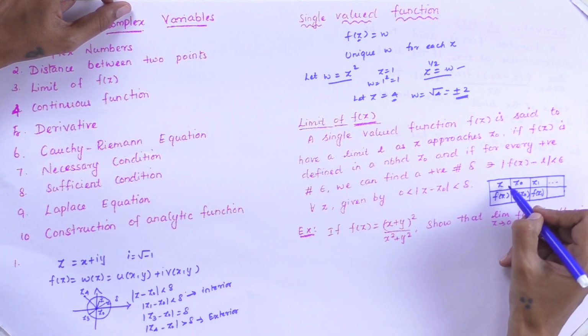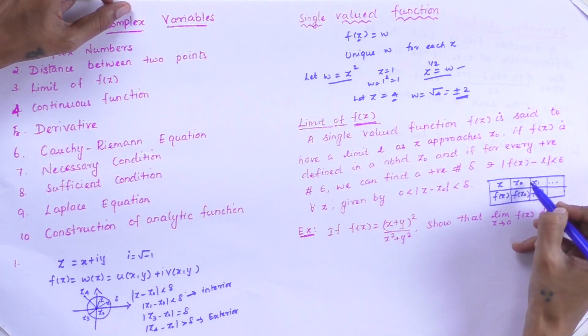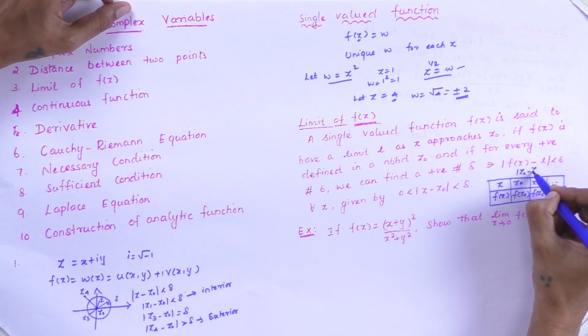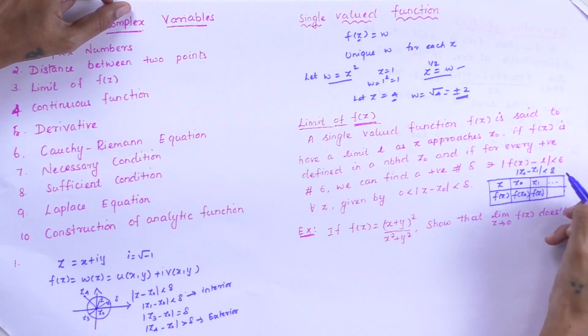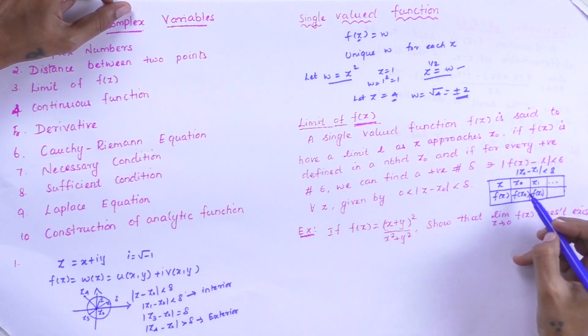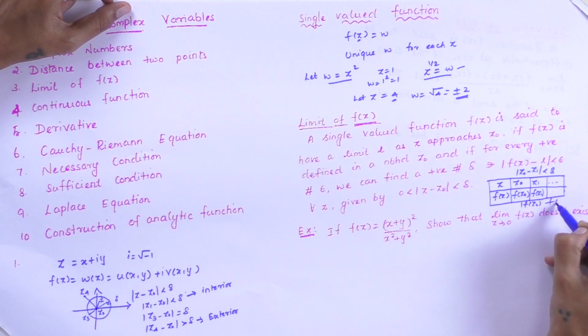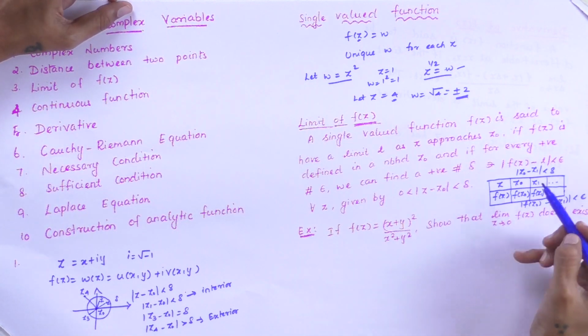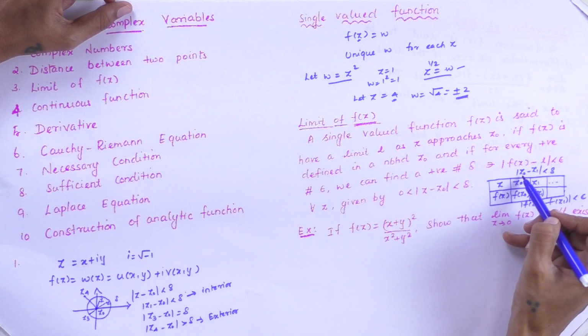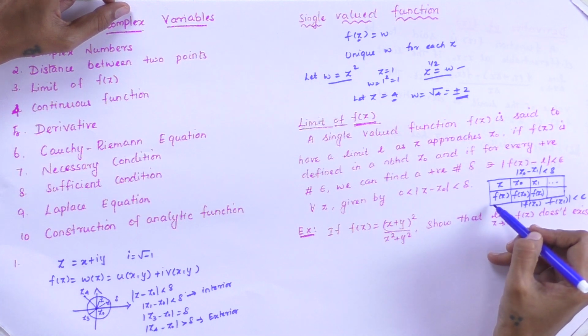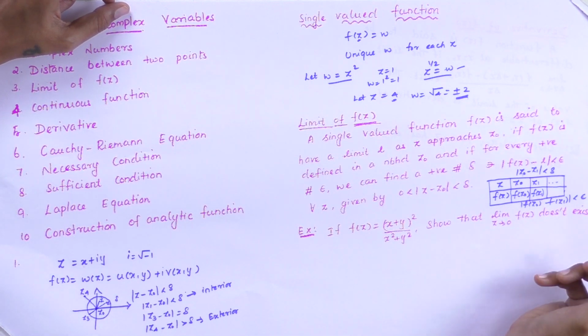What it means is that when the distance between the points z0 and z1 is less than delta, the condition holds, and the corresponding solutions f of z0 and f of z1, the distance between them is less than epsilon. That means that as z approaches z0, then f of z approaches the same value.